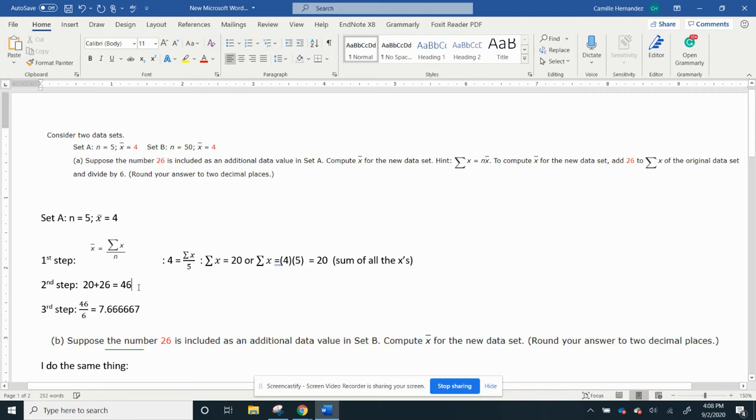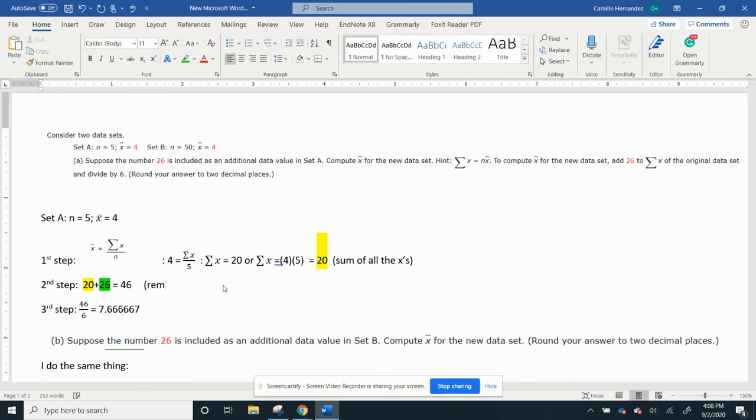So then right here, I've got my sum of all my x's, which I'm going to put in yellow here. But remember, the problem wants me to add 26. So there's the new value of 26. From there, I get 46. So then what am I going to do next? 46 goes here, and I divide by 6. Why do I divide by 6?